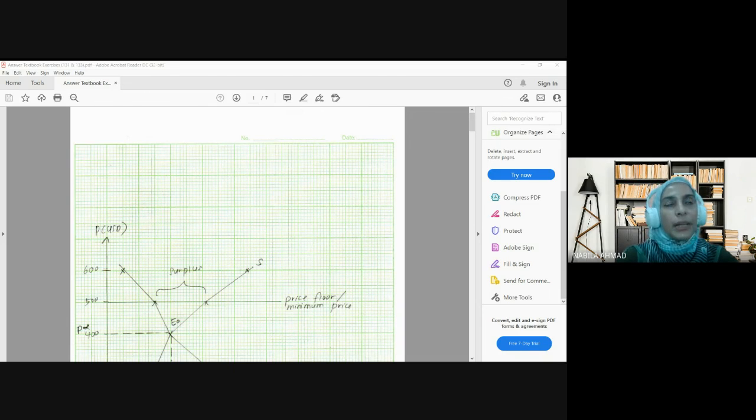Okay, bila government impose maximum price, minimum price, supply curve, demand curve tak akan shift. Ya, so jawapan C dengan D tu dah totally salah lah. Right? Okay.